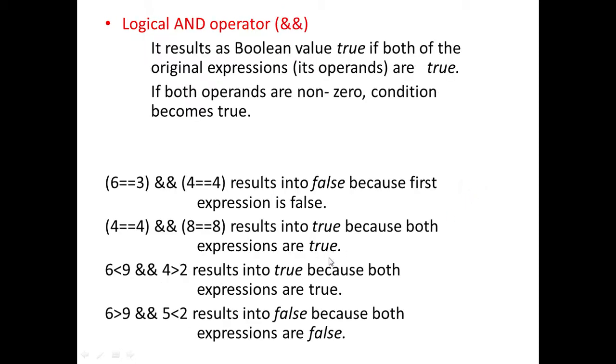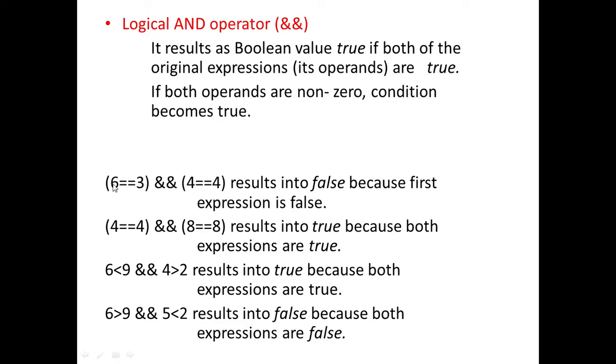Next we are going to study logical AND. In logical AND, both the conditions should be true, then only it will give true. It results as Boolean value true if both the operands, left operand and right operand, are true. Otherwise it will give false. So for logical AND, both the conditions should be true.